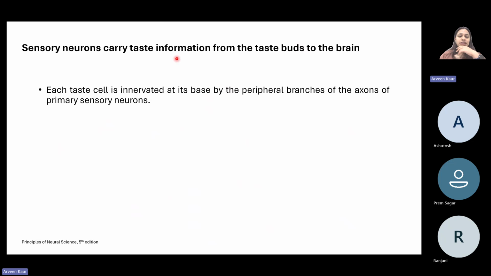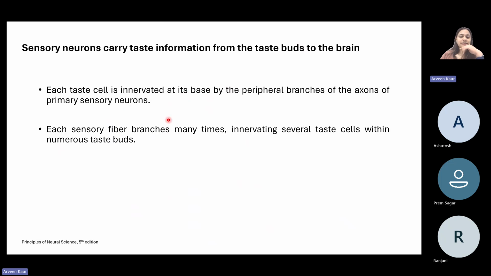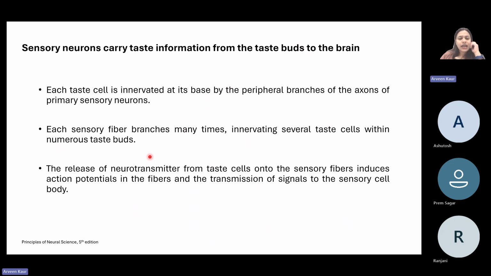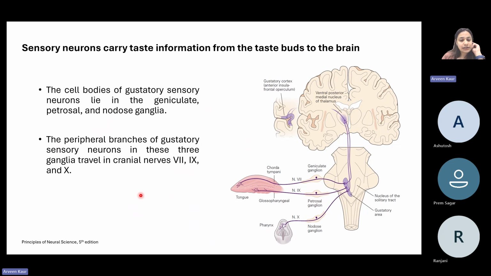Sensory neurons carry taste information from the taste buds to the brain. Each taste cell is innervated at its base by the peripheral branches of the axons of the primary sensory neurons. Each sensory fiber branches many times, innervating several taste cells within the numerous taste buds. The release of neurotransmitter from taste cells onto the sensory fibers induces action potentials in the fibers and the transmission of signals to the sensory cell body.